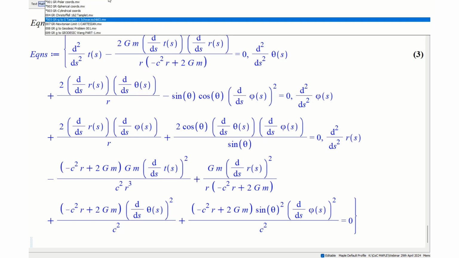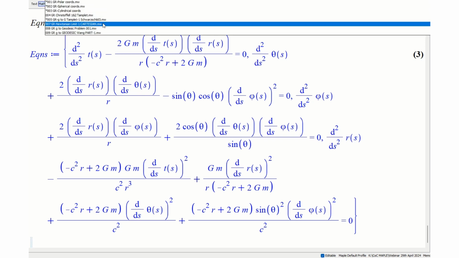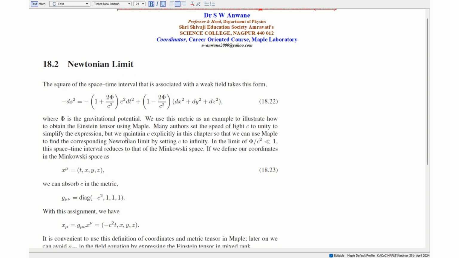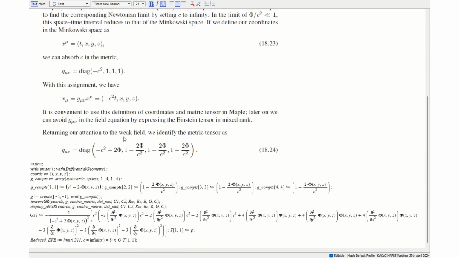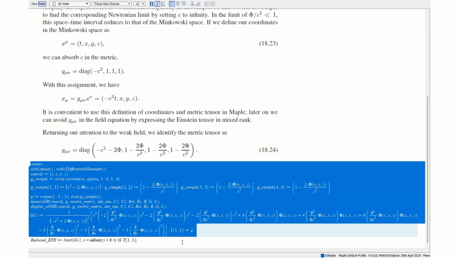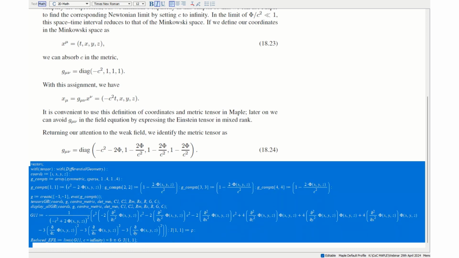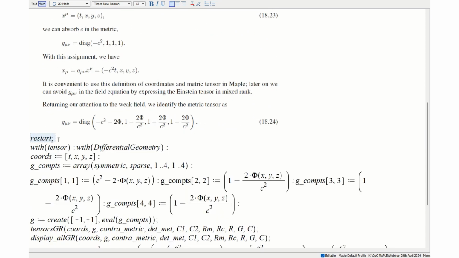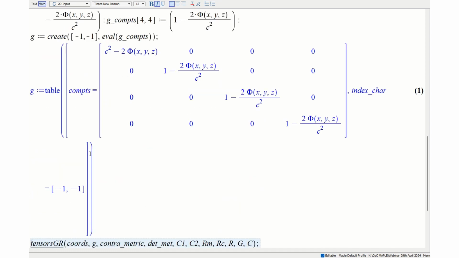Now after this I would like to show you a limiting case of general relativity that reduces to the Gauss law that we derived in the beginning. Here these are the only set of commands that I have used, and I want to increase the size of the font. So restart with tensors, coordinates t, x, y, z, sparse matrix. The elements are entered and you can see the matrix G.